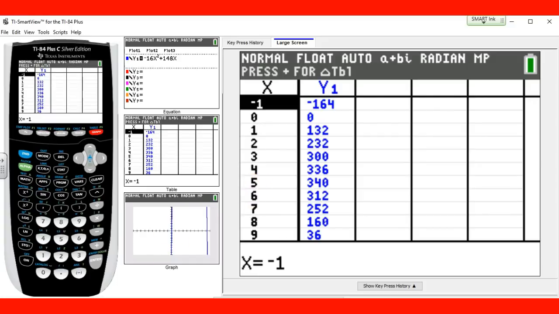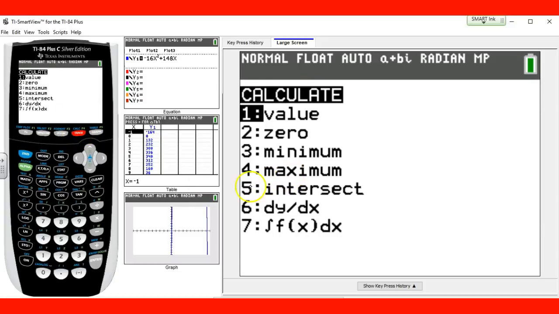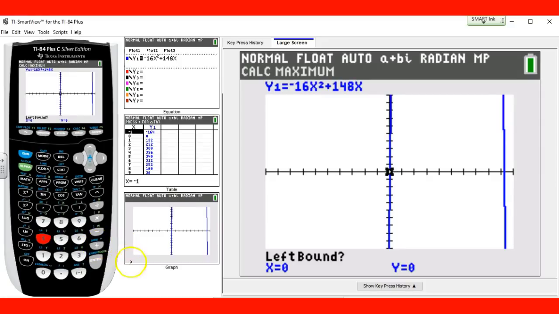Or, you know what you could do? For the maximum, I'm going to press this right here. Second trace. And then see how it says maximum right here? I'll just press that, option 4. I want the maximum. Left bound. I need to move this thing up till I find the right bound. I'm going to keep going.